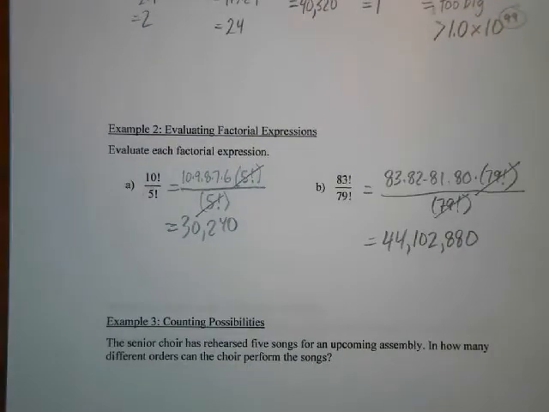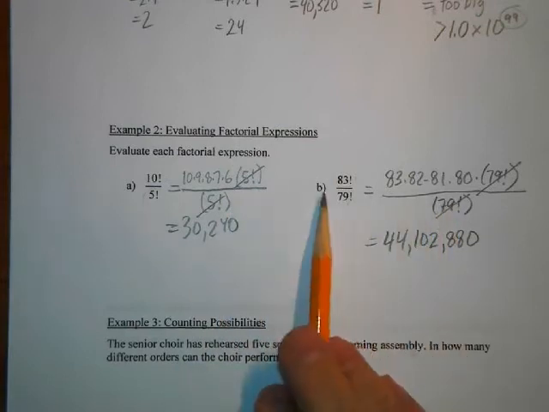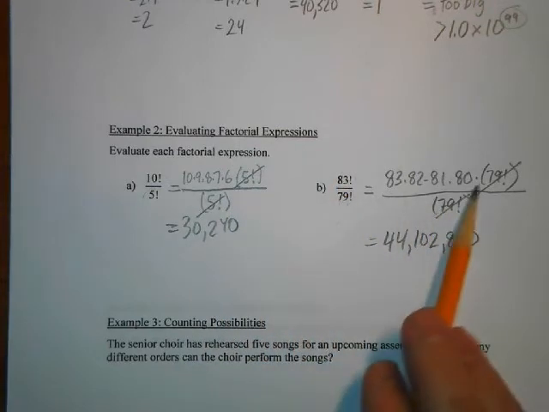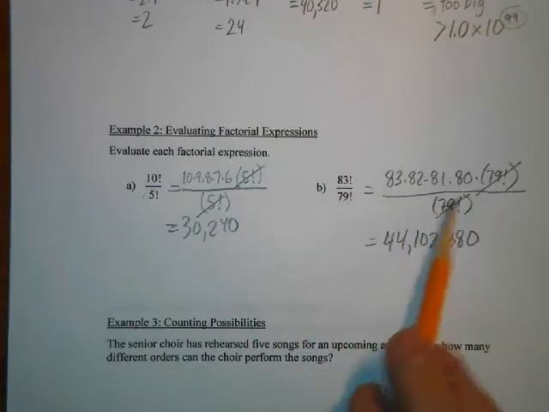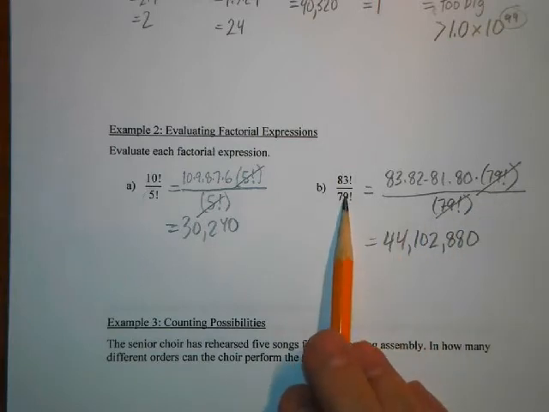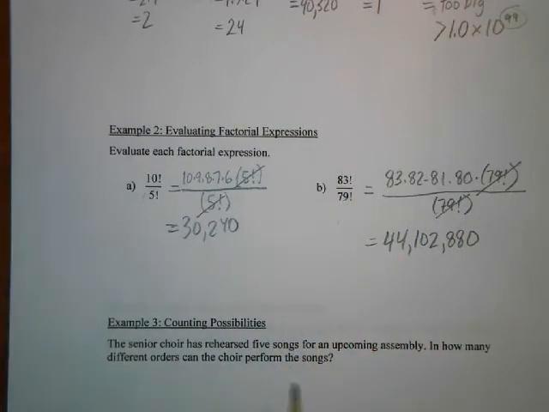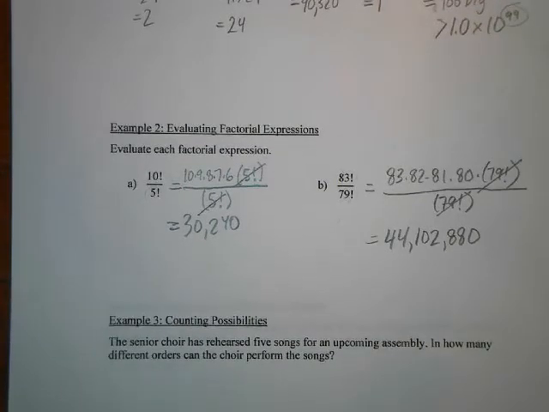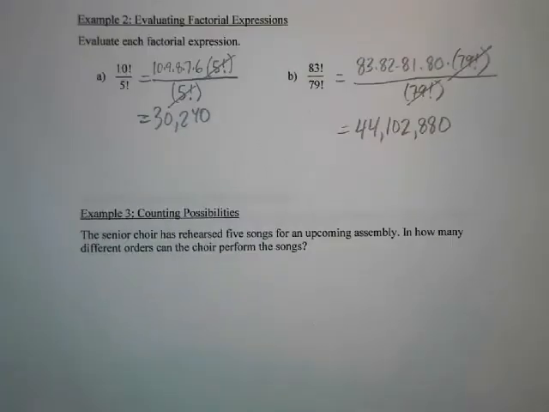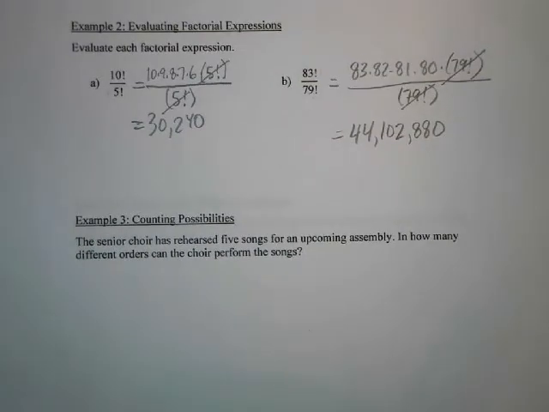Okay, so make sure you understand how you can rewrite some of these factorials into something where you can cancel the big factorial and still get a calculation. Okay. All right, so let's do a couple of little word problems here. Senior choir has rehearsed 5 songs for an upcoming assembly. How many different orders can the choir perform the songs?